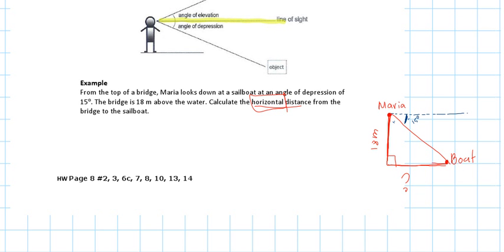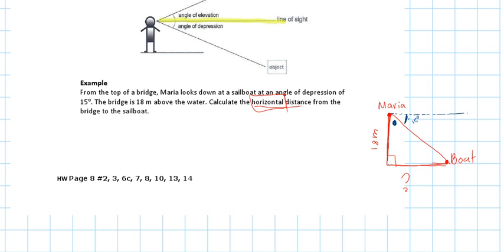Okay, Maria's standing, she's looking down. We're gonna have to draw a horizontal line coming out of her eye and measure that angle. That 15 degrees is not part of my triangle, is it? No. Can I find another angle that's part of my triangle? Can I find this angle right here? What is it? 75. And how did you get that? 90 minus 15. That's right.